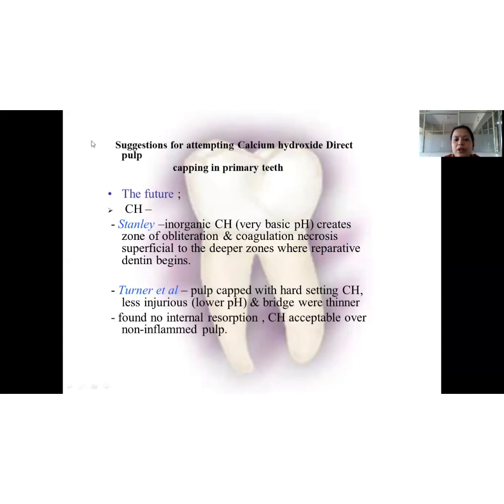Now, what is the reason for attempting calcium hydroxide direct pulp capping in primary teeth? Calcium hydroxide is inorganic and has a very basic pH, and it creates a zone of obliteration and coagulation necrosis superficial to the deeper zones where reparative dentin begins. According to Turner et al., pulp capped with hard-setting calcium hydroxide was less injurious and the bridge was thinner, with no internal resorption found, and calcium hydroxide is acceptable over non-inflamed pulp. It is biocompatible with the pulp.